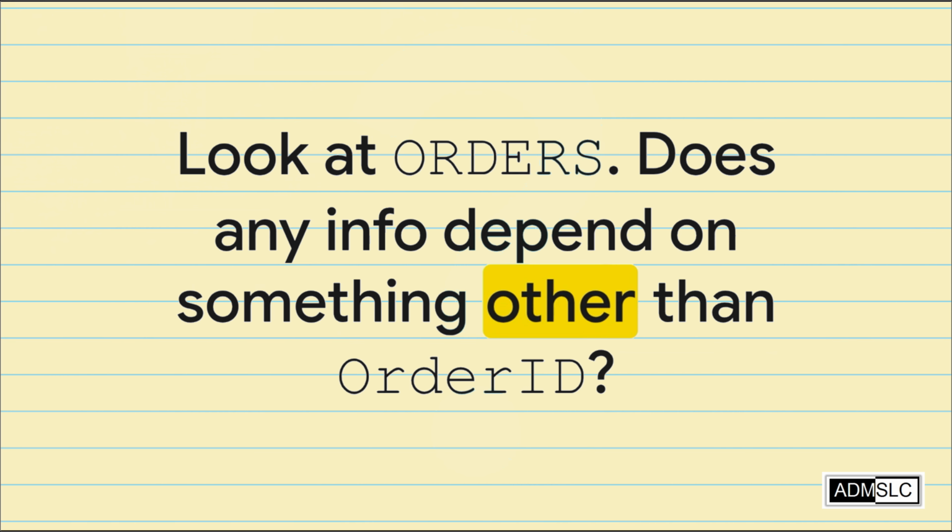But what about the driver name? Is Jane Doe a fact about order 101? Well, not really. Jane Doe is a fact about the driver. The order just tells us which driver was assigned. This is a more indirect relationship, and that's our final problem to solve.